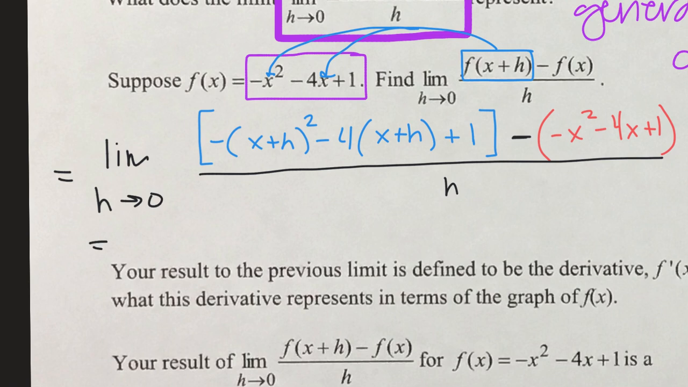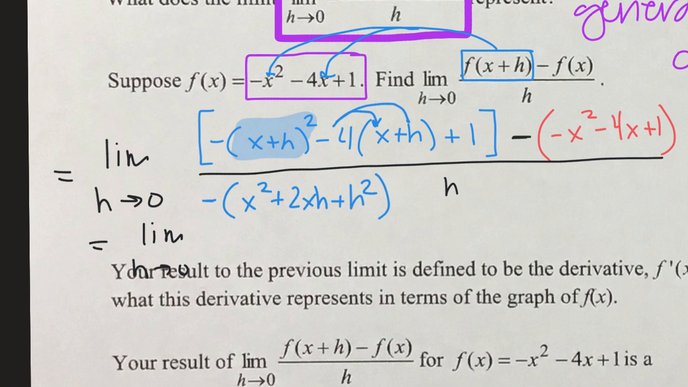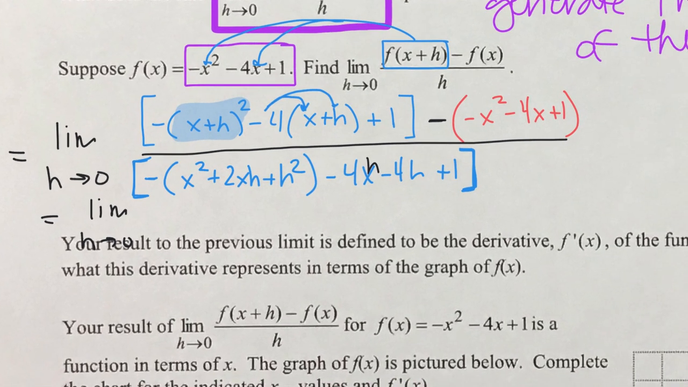So we'll do it one step at a time. This is the limit as h goes to 0. We'll talk about the blue stuff first. First, we're going to square x plus h. So the negative of x squared plus 2xh plus h squared. Now we're going to distribute our negative 4 into here, so minus 4x minus 4h, and then plus 1. We don't have to do anything with the plus 1. So that is the blue stuff simplified.